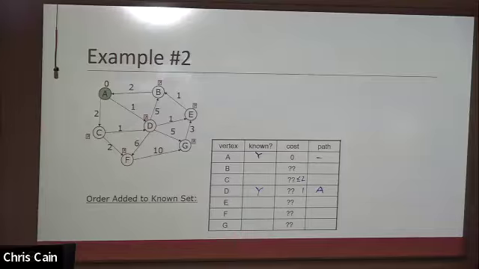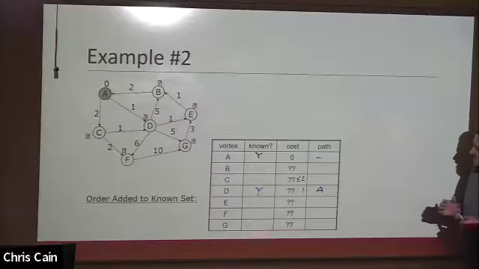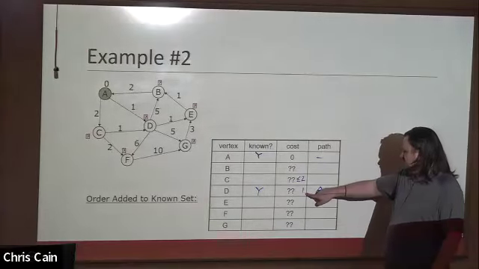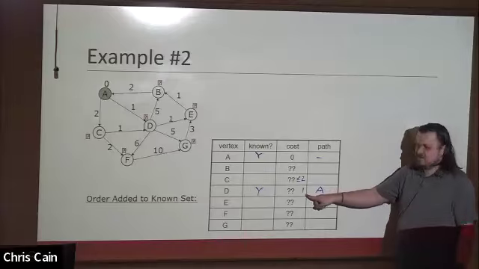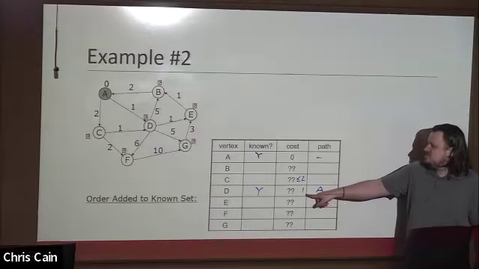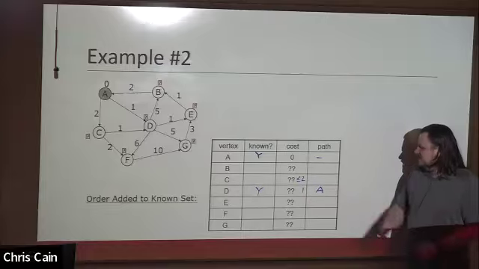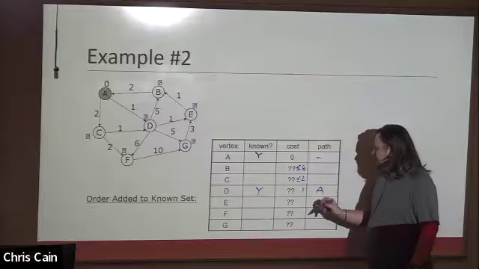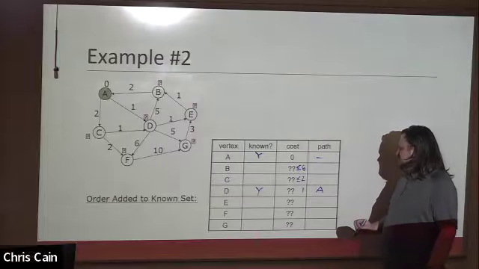We're then going to add every edge out of D. So there's an edge out of D to B with cost 5. The total cost of getting to D is this cost right here. We're going to add this cost to the edge weight from D to B, which is 5, giving us 6. So our new best path to B is 6.